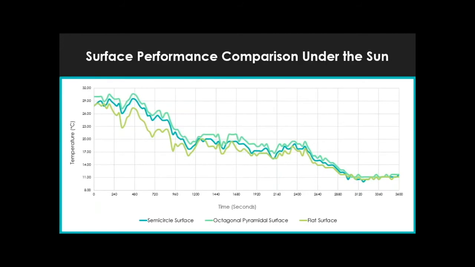This graph illustrates the ability of both the octagonal pyramidal and the semicircular surface to reach a higher temperature than the flat surface, but only in certain conditions. The data you see here was collected for 1 hour under the sun, and as clouds rolled in and the sun began to set, the temperature difference between all three surface types began to decrease.